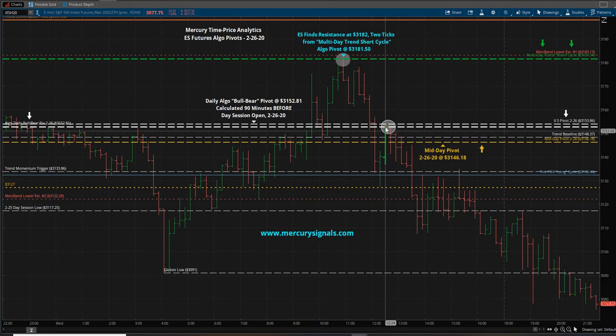So it comes up here, I mean, literally bullseye. And then you have a hard move down. Now, this midday pivot is also very important. The three most important pivots we put out are the daily bull bear pivot, the midday pivot, and what we call our X5 pivot. The X5 pivot comes out mid-morning. The midday pivot comes out a little bit before 12:30.